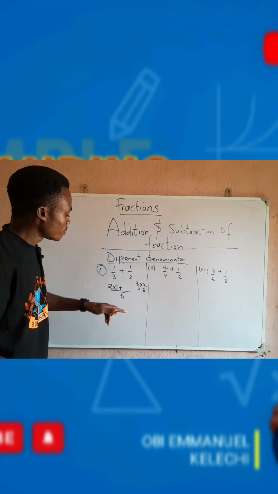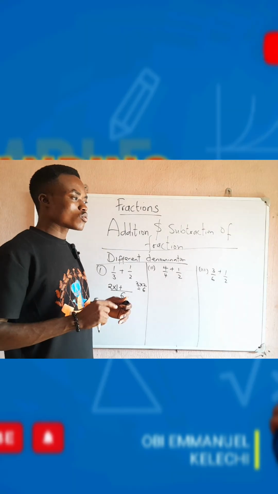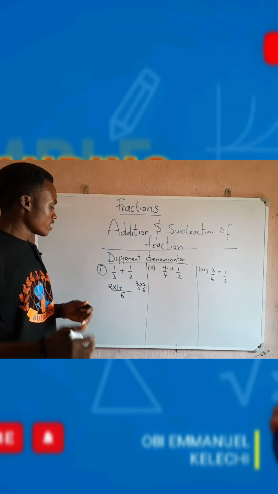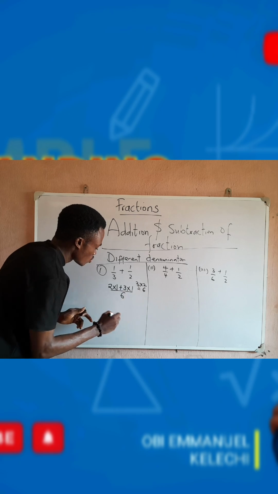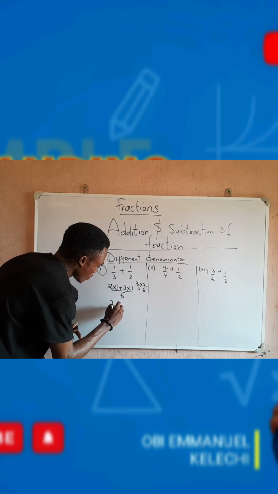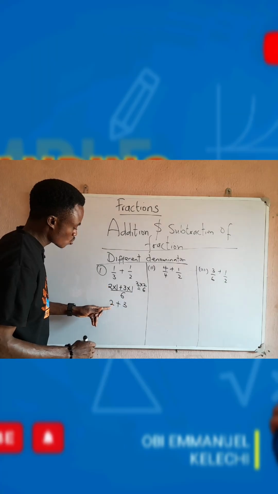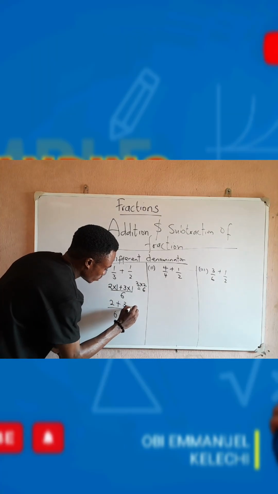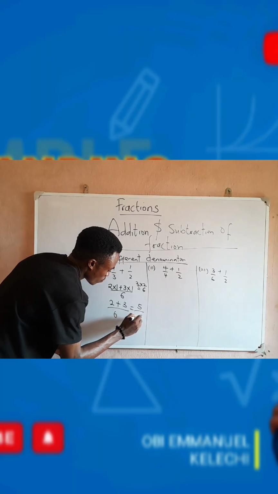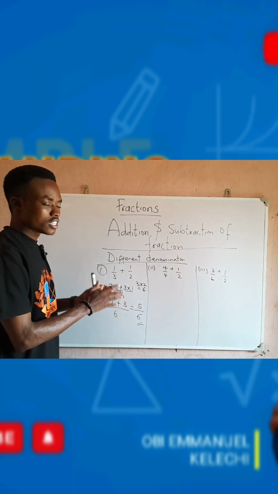How many times can you see 2 in 6? It is 3. You write 3, then you multiply it by 1. So here it is going to be 2 plus 3, because 2 times 1 is 2, 3 times 1 is 3, over 6, which is equal to 5 over 6. So this is how to add when they have different denominators.